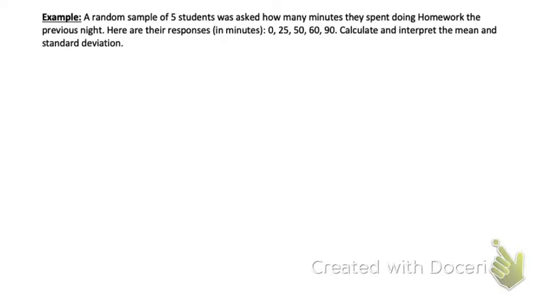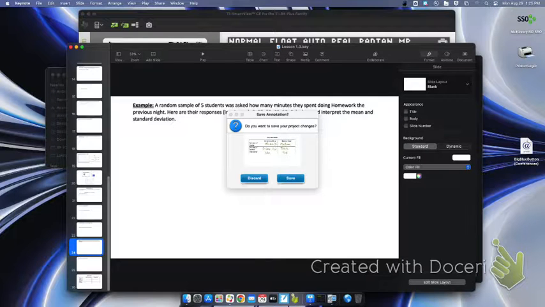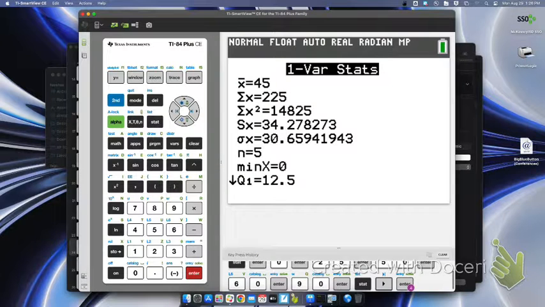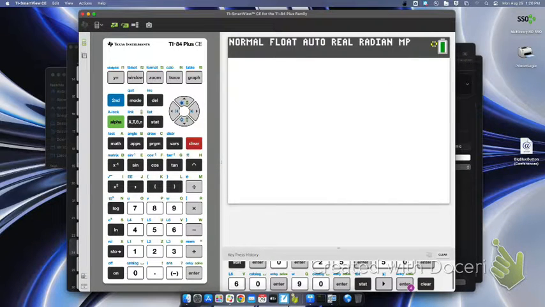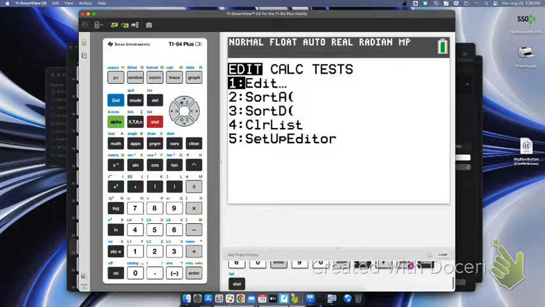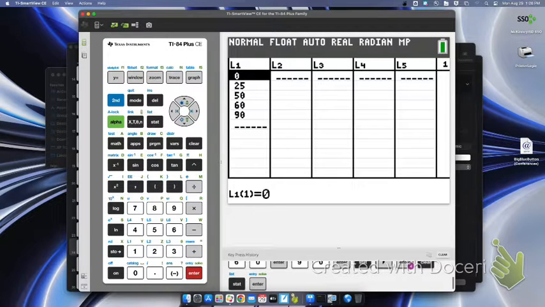So get used to using the L1, the stat edit. I will show you guys on the screen. For those of you who don't have your calculator with you today, you can watch and see it happen on the screen here. So you go to Stat, you hit Enter on Edit, and you put your data into L1. You do need the 0 because the 0 is one of the data values. Make sure you have the 0.